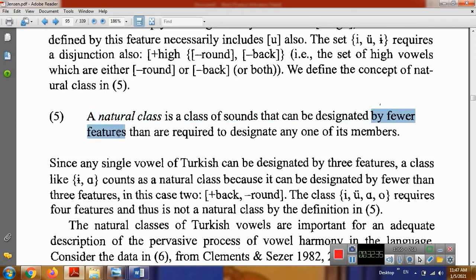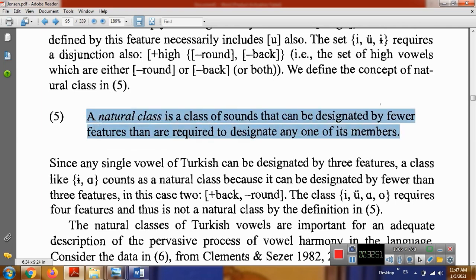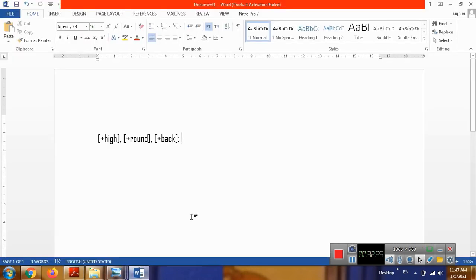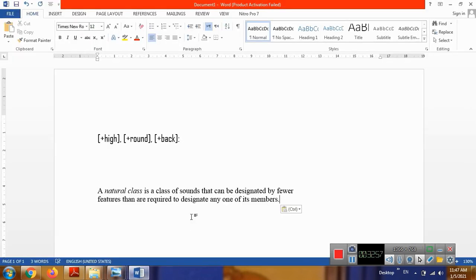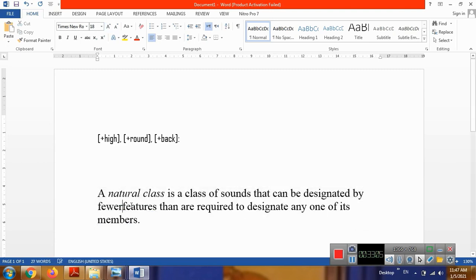I want to explain this item: fewer features than are required to designate any one of its members. I want to explain this definition according to the features, because I want you to learn the natural class, because it is very important. Okay, I copy the definition of natural class here.